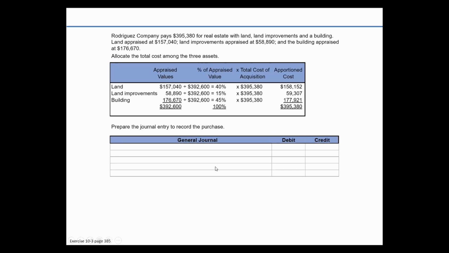And so then to prepare the journal entry, we have land, $158,152 debit. Again, that would be based on the apportioned cost. Land improvements, so $395,380, again multiplied by 15% is $59,307. And then buildings, and then cash would just be a credit for the total of those.